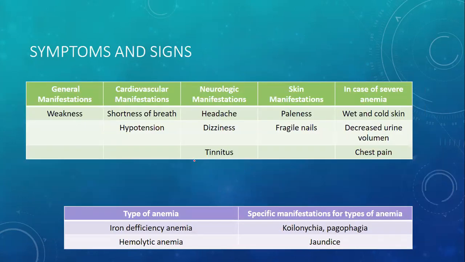So we also said what anemia was all about. It is a lower concentration of hemoglobin according to sex, according to altitude, according to age, right? So what are the symptoms and signs we might have in our patients? We have general manifestations, cardiovascular, neurologic, skin, and this is in case just of severe anemia, okay? So the general manifestations, we would be talking about weakness. So you all know, does anybody not know what weakness is?